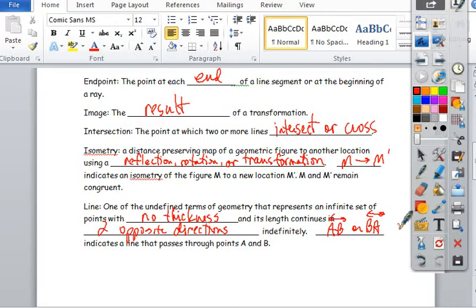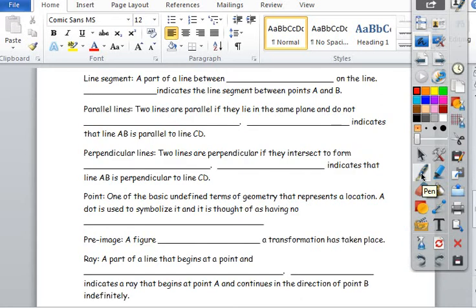All right, line segment. Part of a line between 2 points on the line. And if I want to talk about line segment AB, I can say AB or I can say BA. Now, one thing you need to understand, you can have the little line segment symbol above it, or you could just have the two letters. If you don't see anything above the letters, that's automatically line segment. Automatic.